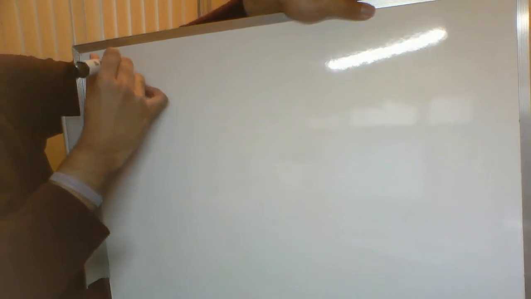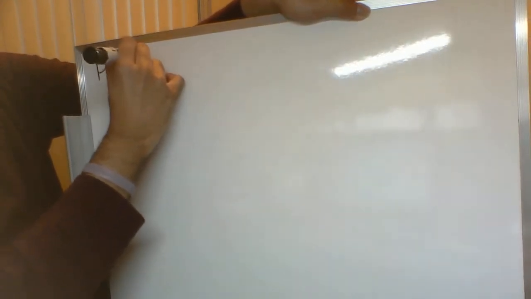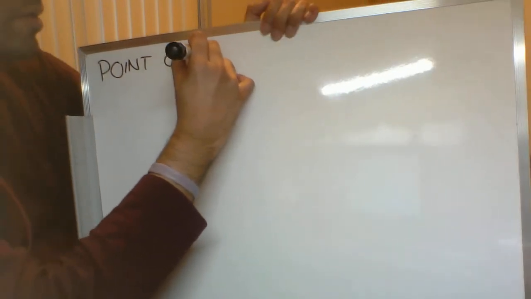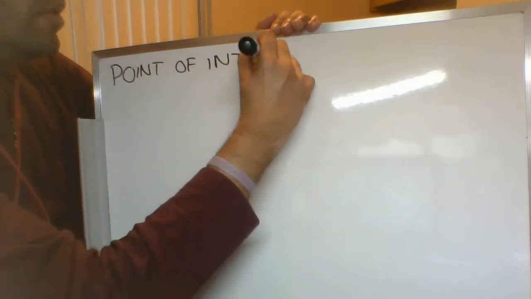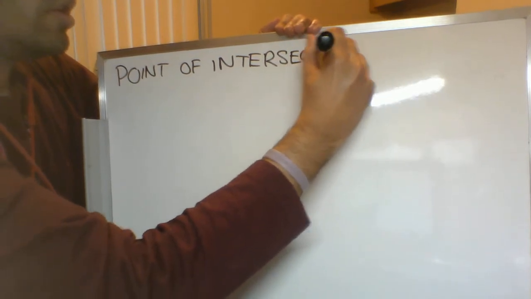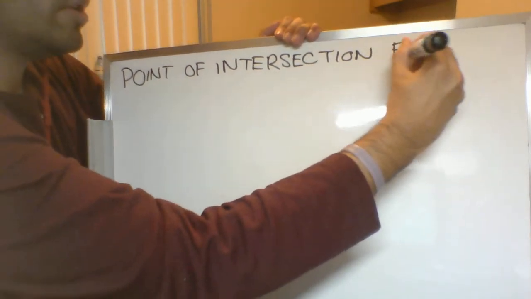So what we're going to do is begin by graphing two lines, and I'll give the equations as well, but first we'll draw the plot. We'll try and estimate where the point of intersection might be, and then we'll go from there and figure it out mathematically. So let's call this point of intersection examples.